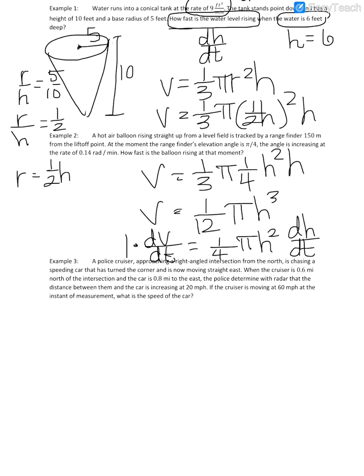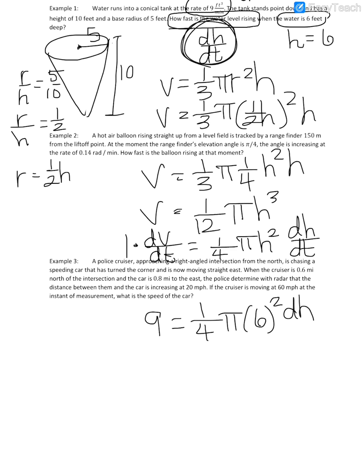All right, at this point, we are looking for dh dt. That's what we're trying to find. We're going to plug everything else in. So we know dv dt is 9. We know h is 6. That's what they wanted us to use. And we're looking for dh dt. Okay, so 6 squared is 36. 36 divided by 4 is 9. Divide by 9 pi.